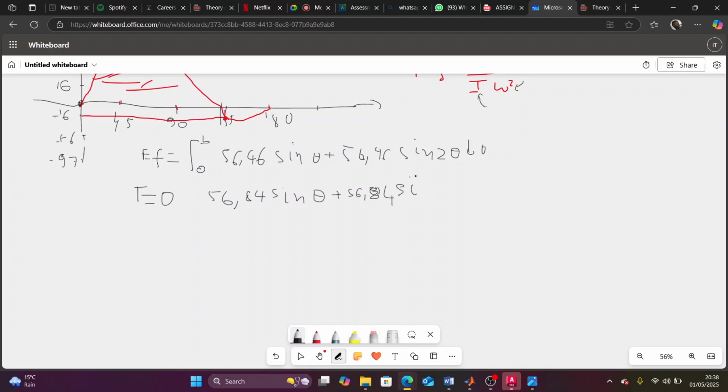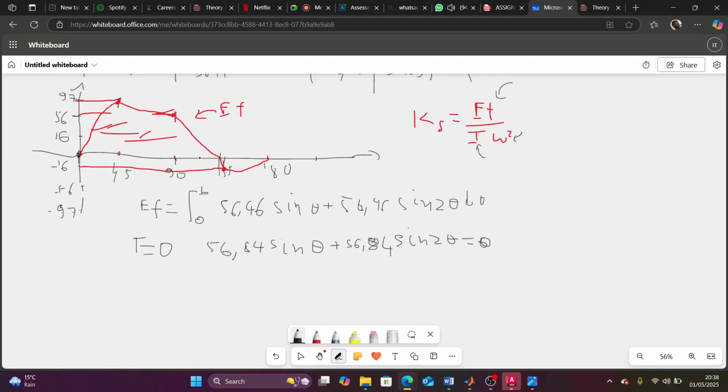Do you understand why I'm equating t to 0, Andile? It is to get the limit that is catching this curve here. To get the limit that is catching here on the theta, if you want to get the function that is catching here, you equate your function to 0. Do you see it?